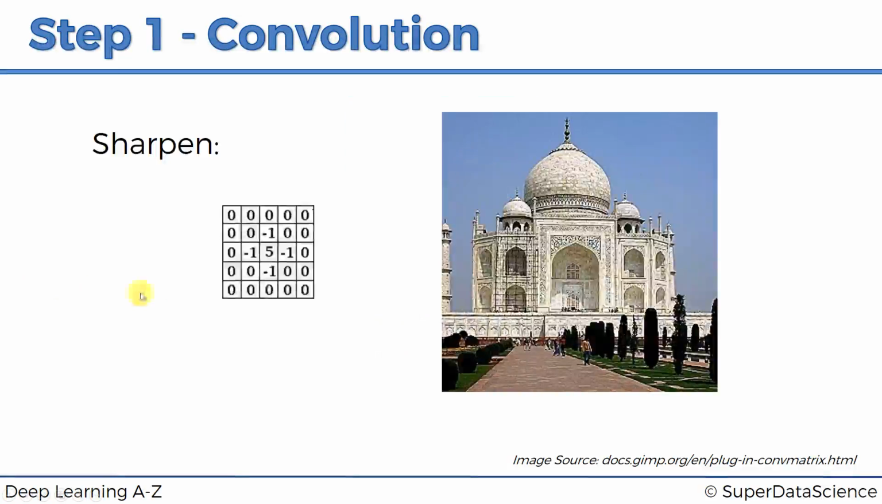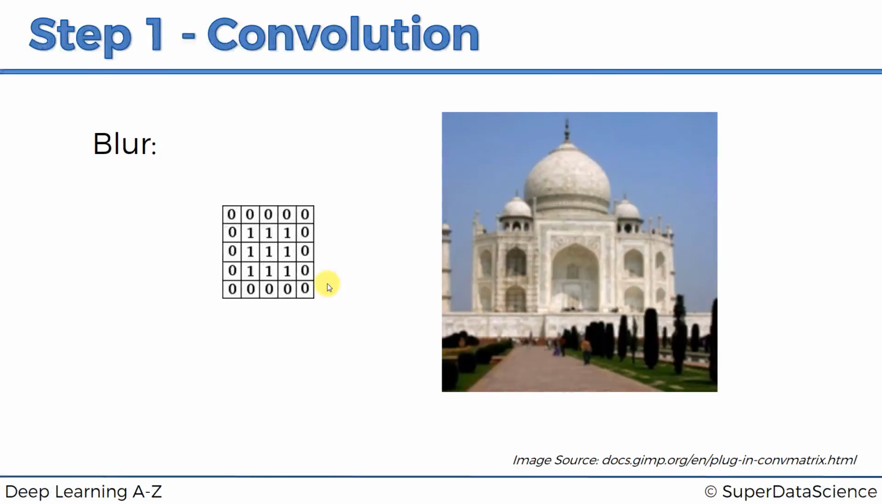So if we apply this filter, 5 in the middle, -1, -1, -1, -1, you can see that it sharpens the image. And yeah, it's quite intuitive if you think of it. So 5 is the main pixel, like in the middle of the filter or the feature detector. And then -1, -1, -1 just kind of reduces the pixels around it in an intuitive sense.